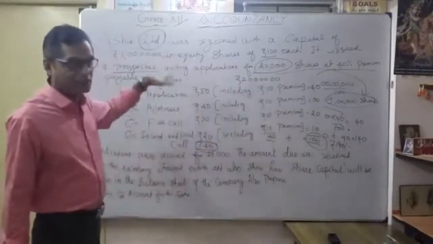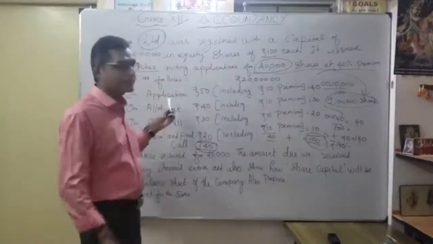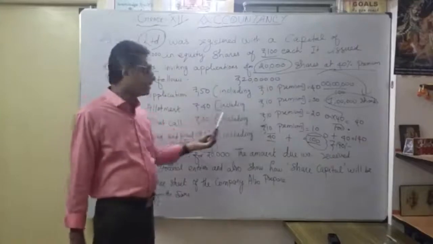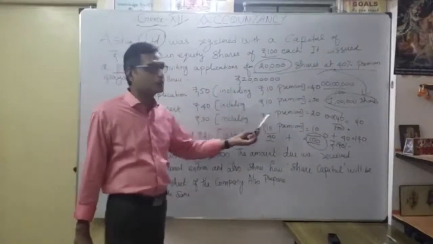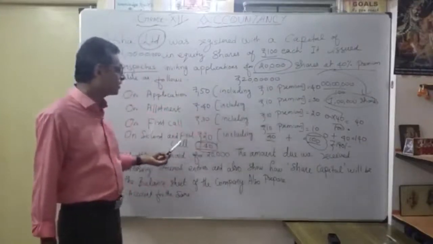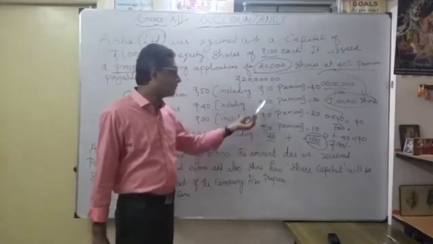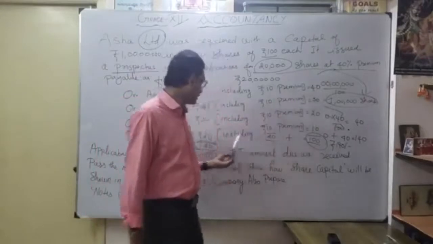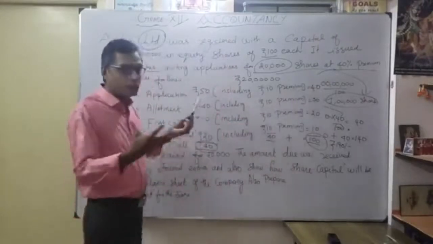Here different installments, 4 installments. First application, premium included, thereafter allotment, premium included, then first call also, premium included, then second and final call also, premium included. So premium is 40 rupees. Exact face value 100 rupees. 100 plus 40, that's what total 140. How we are going to collect?